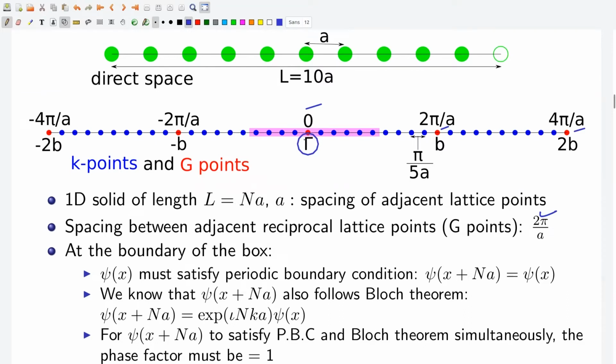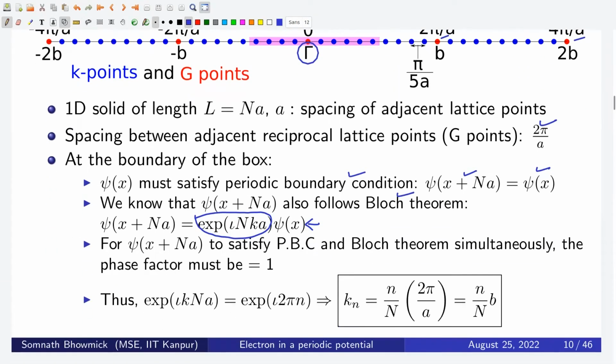At the boundary of the box, ψ(x) must satisfy periodic boundary condition. That is, ψ(x + Na) should be equal to ψ(x). Since we have a periodic potential, ψ(x + Na) also has to satisfy Bloch theorem, as shown here. For ψ(x + Na) to satisfy periodic boundary condition and Bloch theorem simultaneously, the phase factor shown here must be equal to 1. And this gives us the allowed values of k.